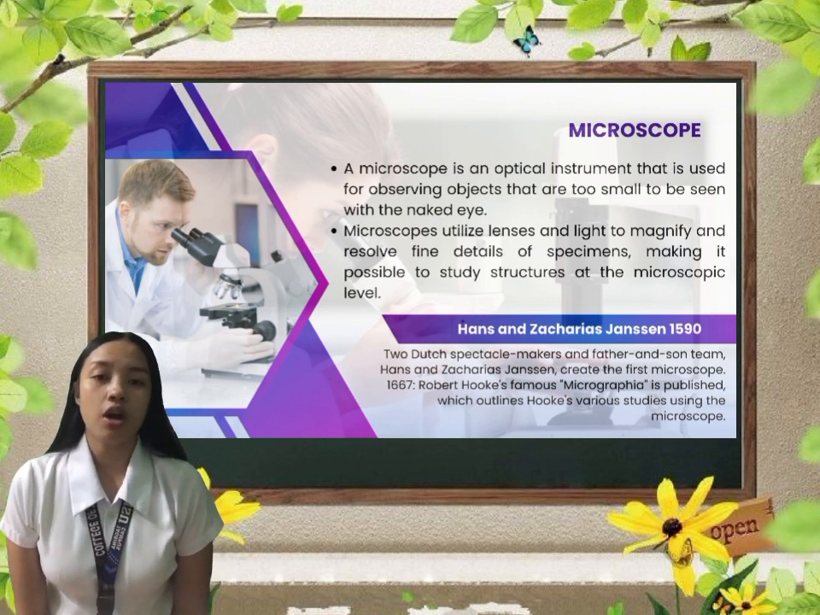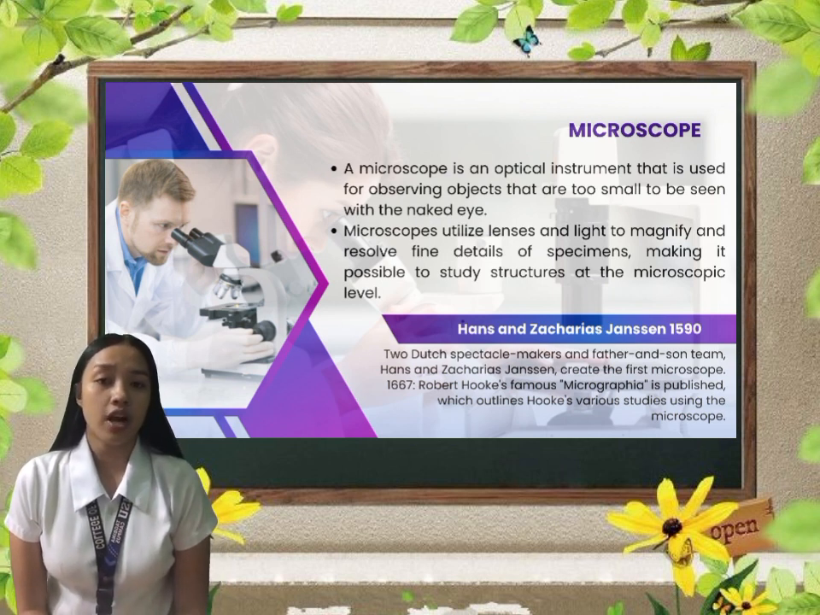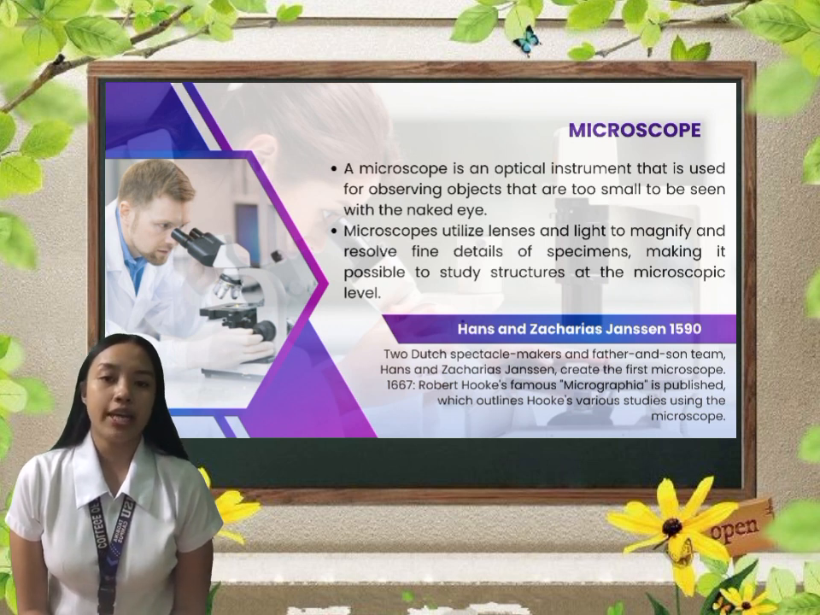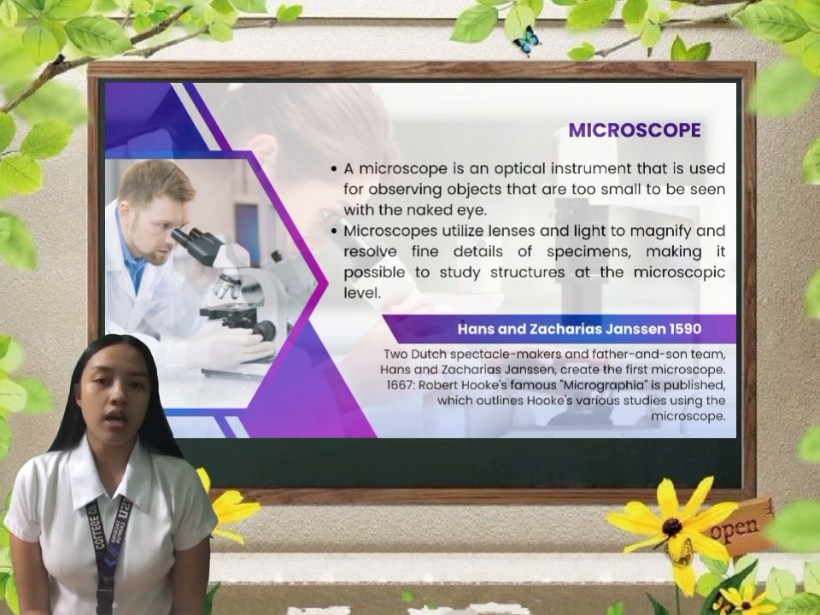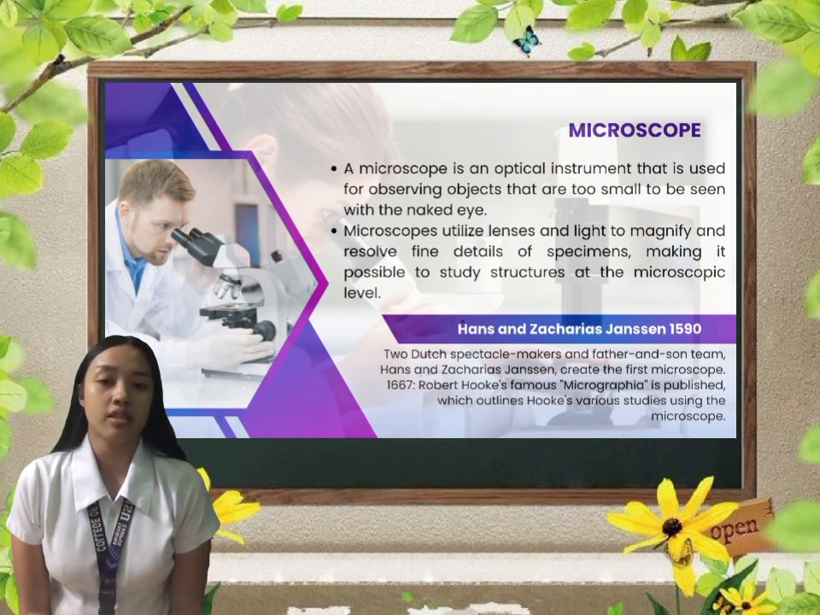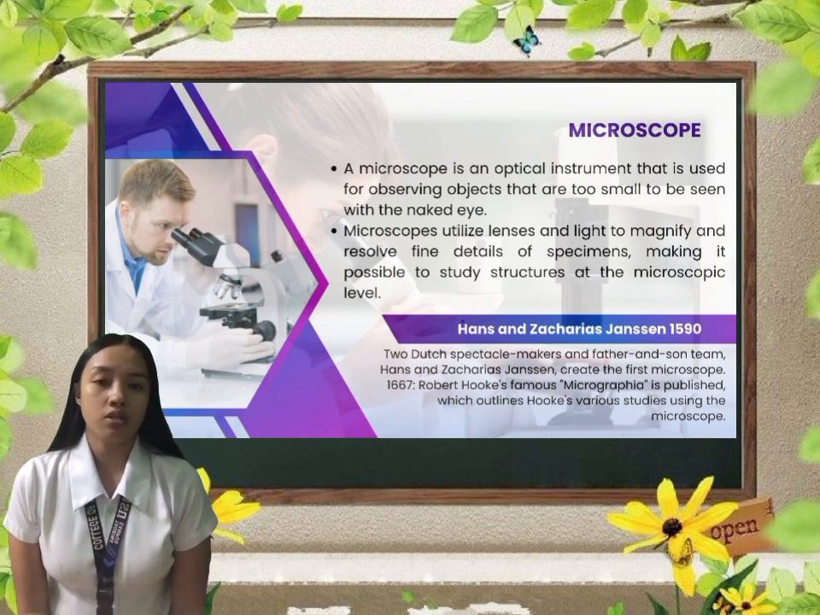The inventors of the microscope are Hans and Zacharias Janssen in 1590. Two Dutch spectacle makers, a father and son team, Hans and Zacharias Janssen, created the microscope. Later, Robert Hooke's famous Micrographia is published, which outlines Hooke's various studies using the microscope.